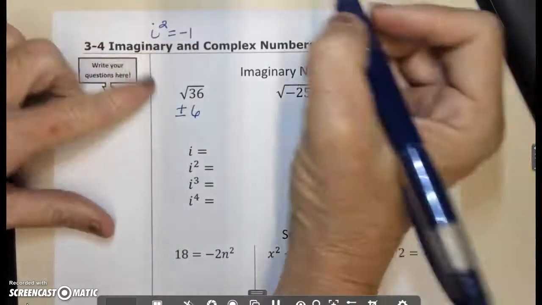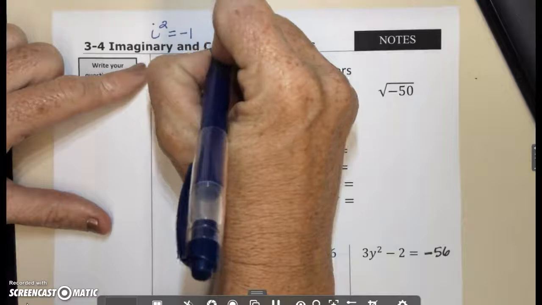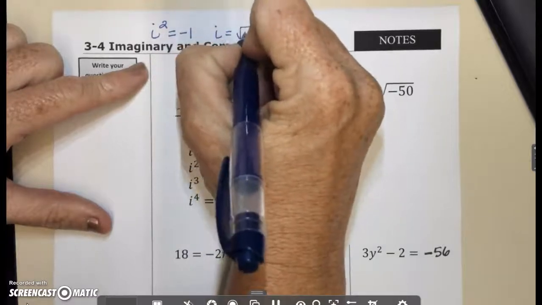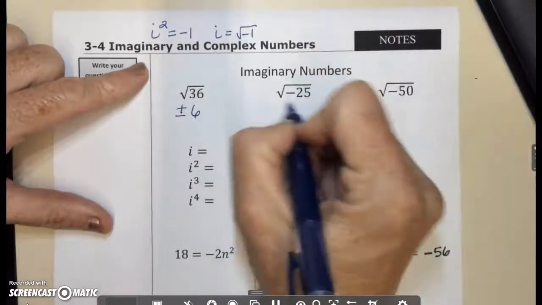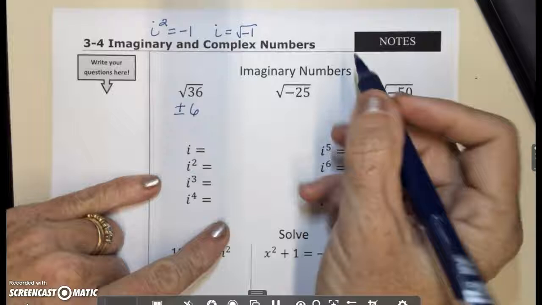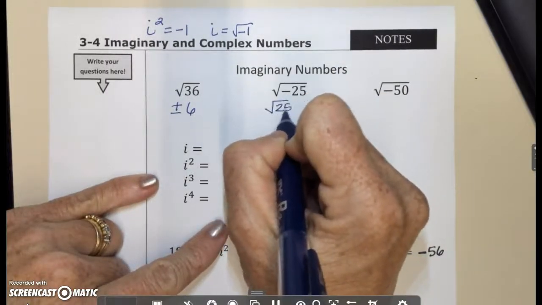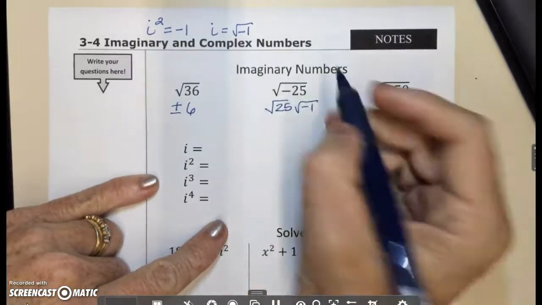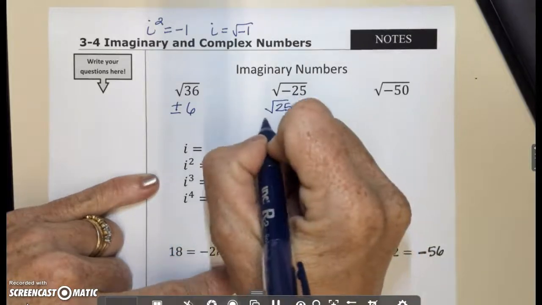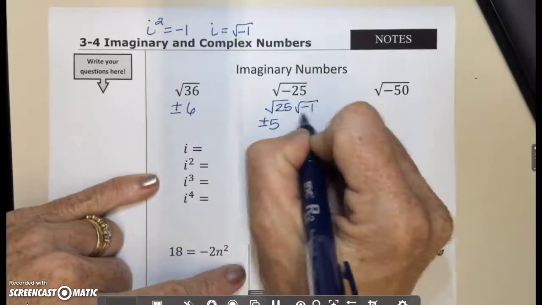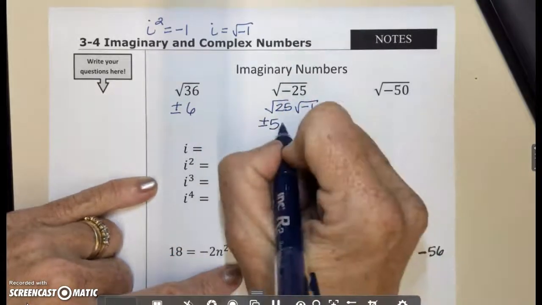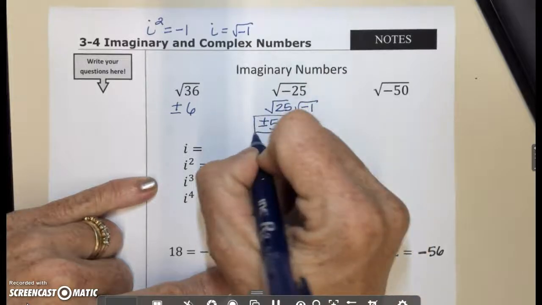So if I were to take the square root of both of those sides, I equals the square root of negative 1, which now helps us deal with all these negatives in here. So you could actually write this number as the square root of 25 times the square root of negative 1. We know the square root of 25 is plus or minus 5, and now you know that the square root of negative 1 is the letter I.